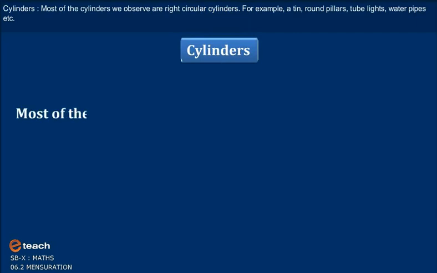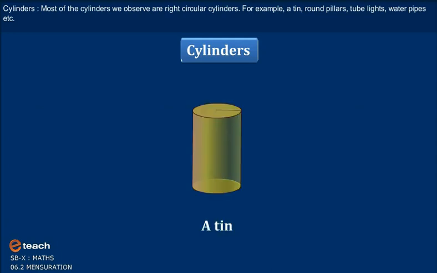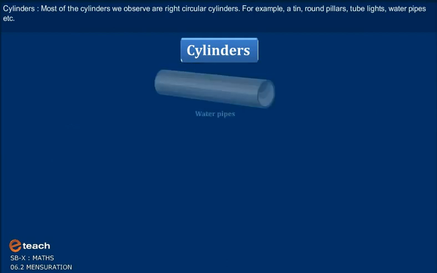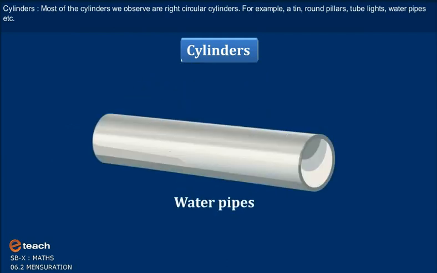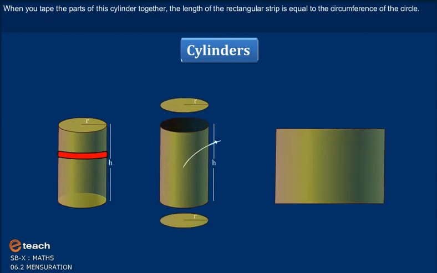Cylinders. Most of the cylinders we observe are right circular cylinders. For example, a tin, round pillars, tube lights, water pipes, etc. When you tape the parts of this cylinder together, the length of the rectangular strip is equal to the circumference of the circle.